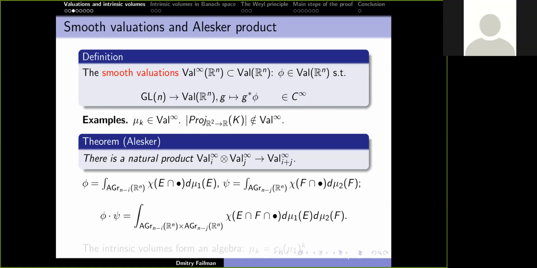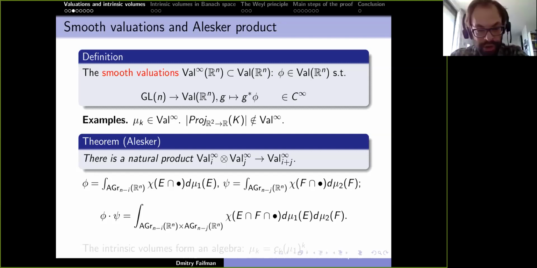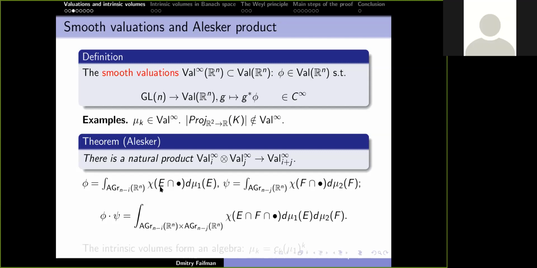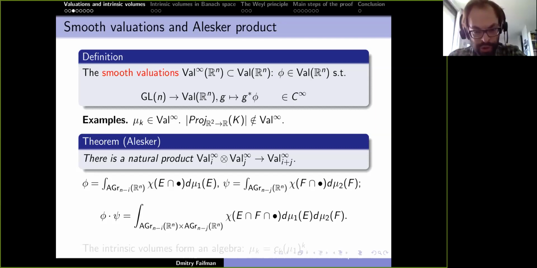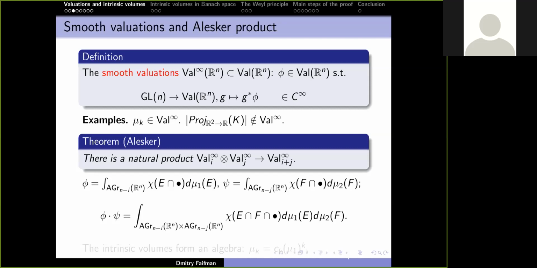But why is every smooth valuation an even valuation? No, that's false. What's true is that this integral is an even valuation because subspaces are invariant. But this is also a non-trivial fact that the smooth valuation is even. No, that's false. There are smooth valuations which are odd.